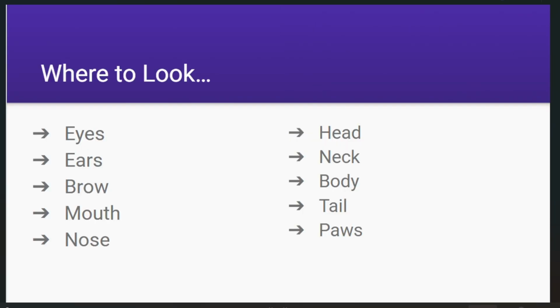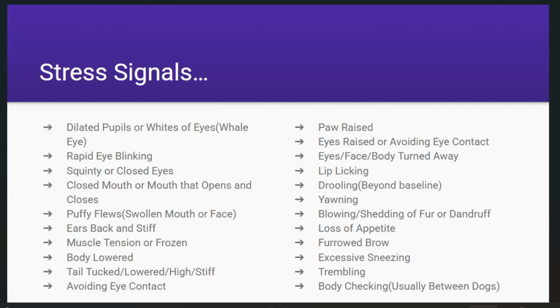So, where to look? Pretty much the entire dog. We're going to look at the eyes, the ears, the brow, the mouth, the nose, the head, the neck, the body, the tail, the paws. Now, pay attention because there's going to be a quiz.